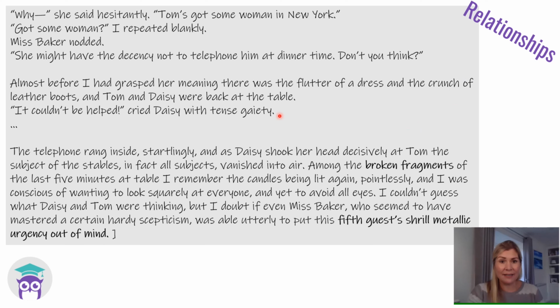When they're back, you can see Daisy, bless her, trying to sort of cover up in some way. "It couldn't be helped," suggesting that this phone call was urgent. But if you look at the oxymoron here, "tense gaiety," again, this is another moment of affectation where Daisy is actually putting on the happiness, but it belies this tension underneath.